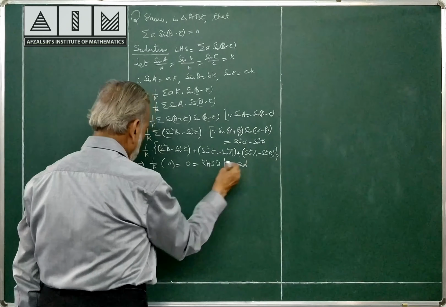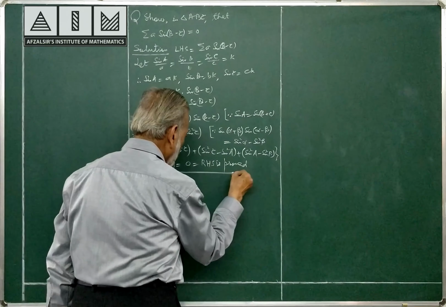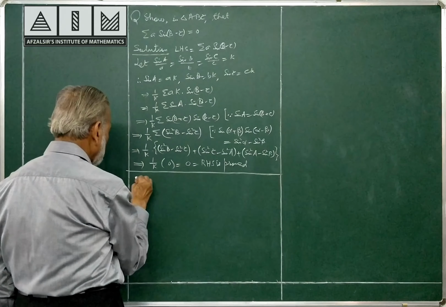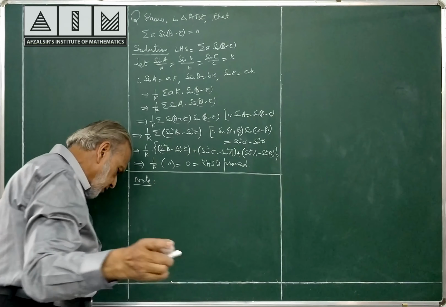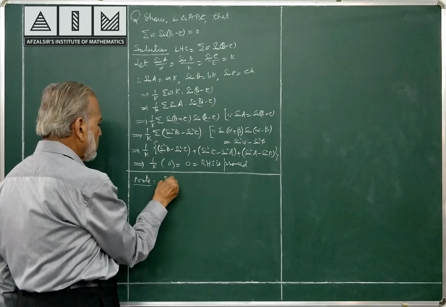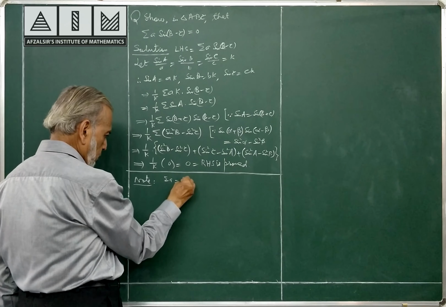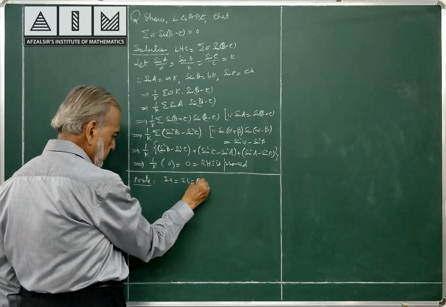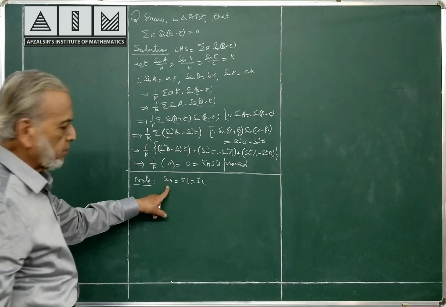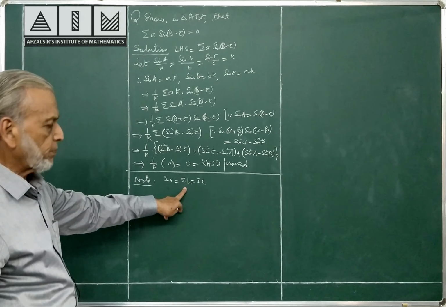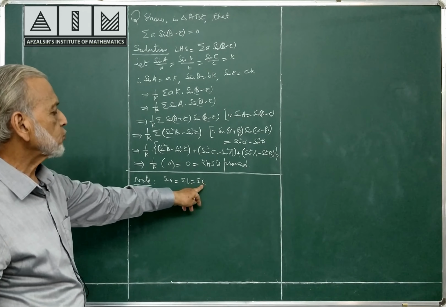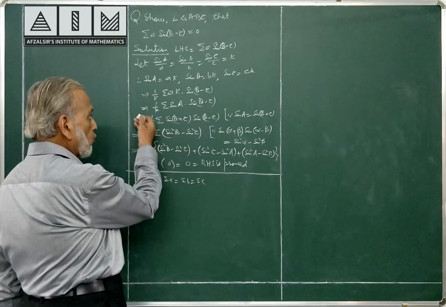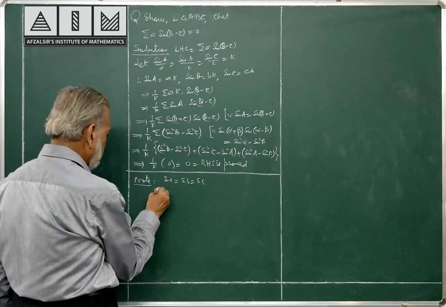Before I proceed to the next question, I want you to see this note. I have said earlier, sigma A or sigma B or sigma C all are same. A plus B plus C, this is also A plus B plus C, this is also A plus B plus C. Sigma A is equal to sigma B is equal to sigma C. Accordingly, if you want, please see here, you can do like this.